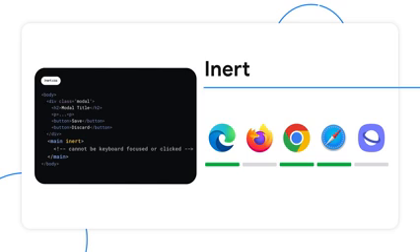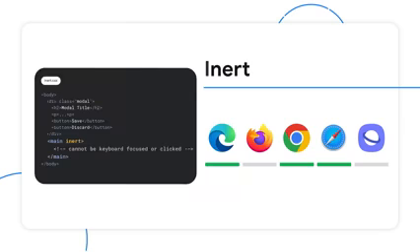One of the new CSS features I'm most excited about has to be :has, pun intended. Next up is inert. This allows developers to specify which part of the document should be inactive. Think of it like freezing portions of the document.